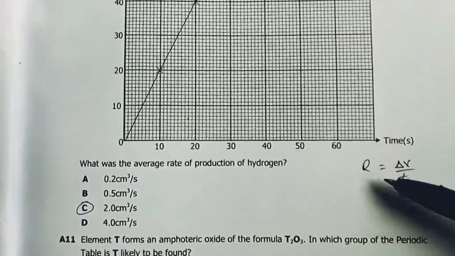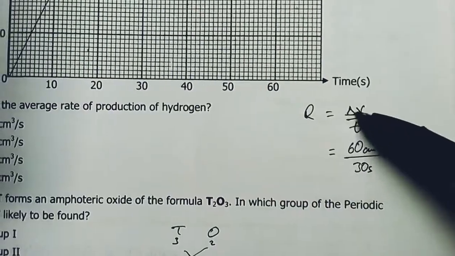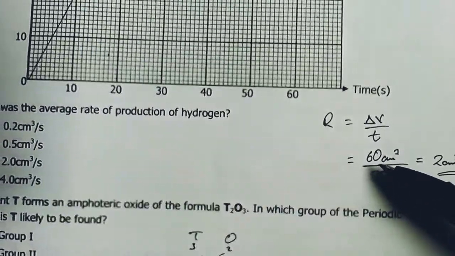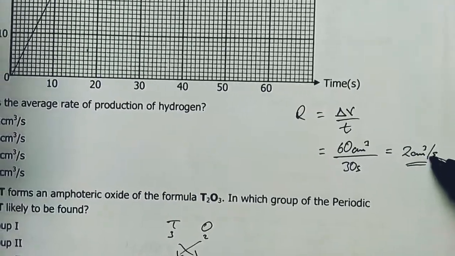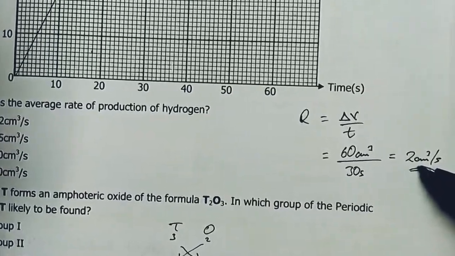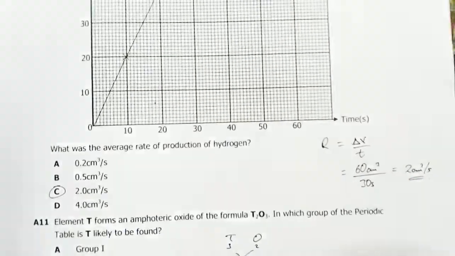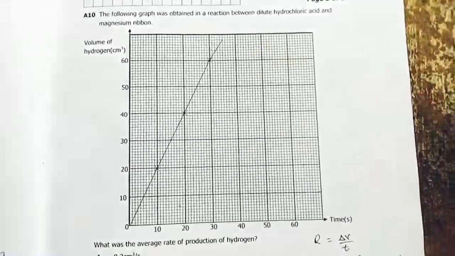Therefore, rate is equal to change in volume over time, or even change in mass. This is delta, meaning change in volume over time. Time was 30, the volume after 30 seconds was 60. Therefore, every 1 second, 2 cubic centimeters of volume of gas was produced. This is the rate. So our answer here is 2.0. That's that.